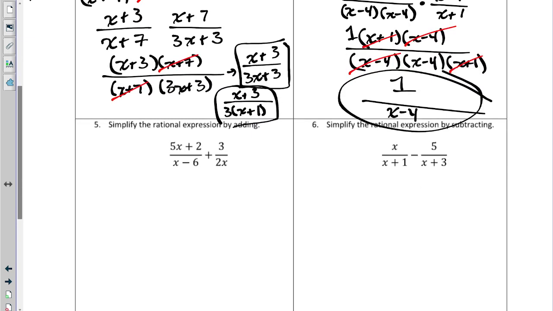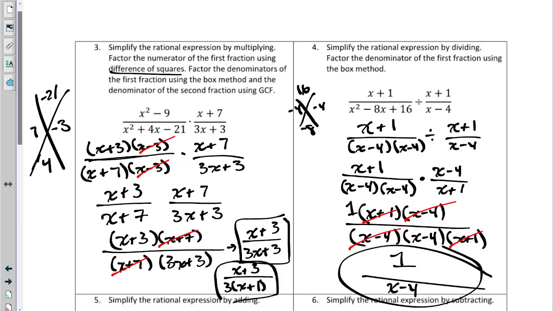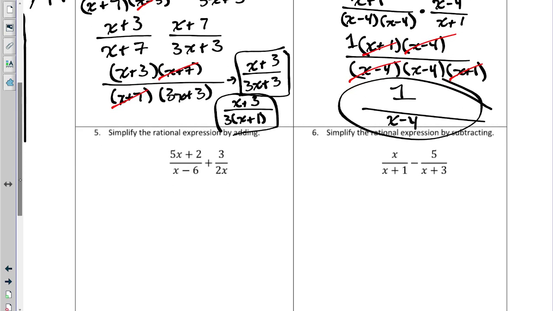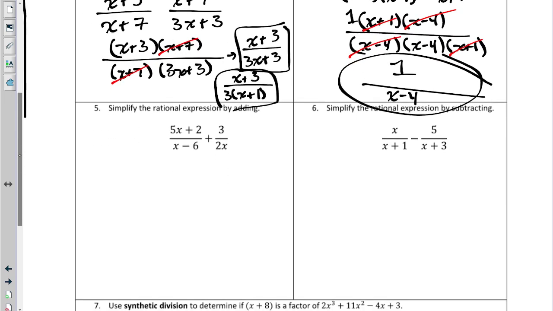Cool. So the dividing and multiplying ones, they're a longer process, but they're kind of easier in a way. I don't know. Because adding and subtracting fractions, in my opinion, is much harder. But here's how you do it. In order to add and subtract fractions, we need to have a common denominator. Common denom, as they say.